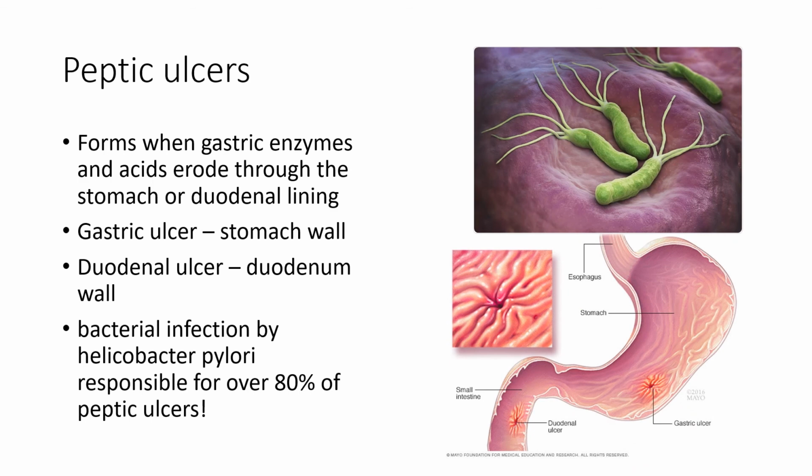Okay, peptic ulcers. We've actually discussed peptic ulcers before at the very beginning of the semester. These are going to form when gastric enzymes and acids erode through the stomach or duodenal lining, so the small intestine. A gastric ulcer is going to be within the stomach wall, and a duodenal ulcer is going to be an ulcer in the duodenum wall. What you will find in these areas is going to be bacterial infections by Helicobacter pylori, and it's responsible for over 80% of peptic ulcers. So if we were to classify these little ulcers here, I want you to think of sores.